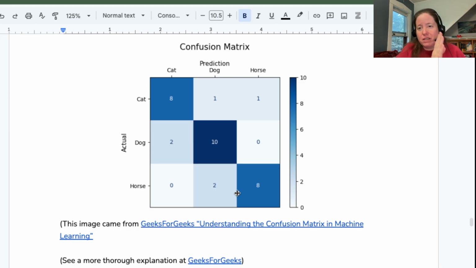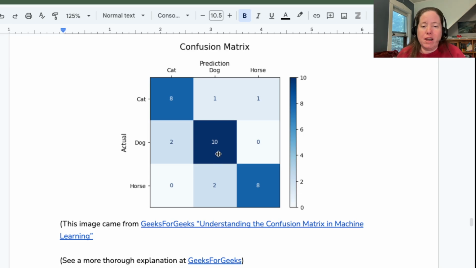Then we have the same categories, but as columns for the predicted values, what the model said that picture was. So a picture of an actual cat that was categorized as a cat would be added to the total here. For this particular data set, we had 10 pictures of cats. 8 of them the model was able to accurately identify as cats, 1 it labeled as a dog, and 1 it labeled as a horse.